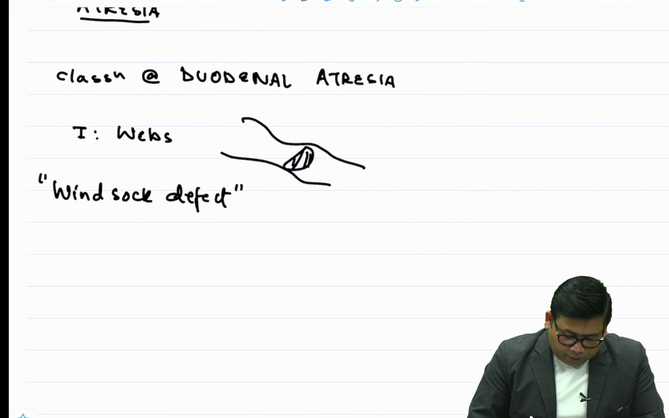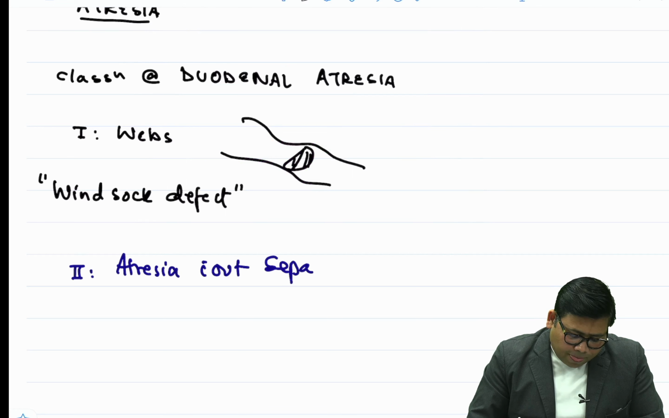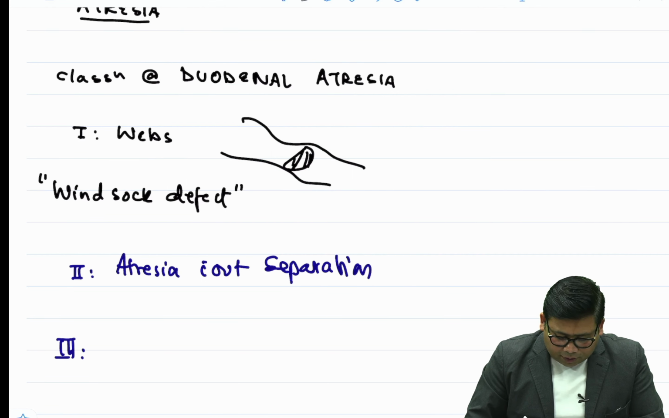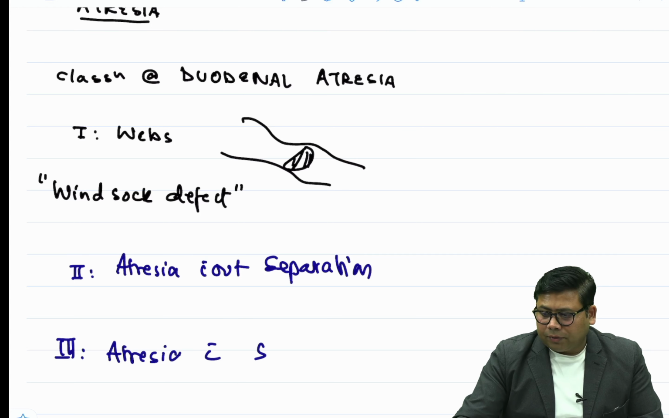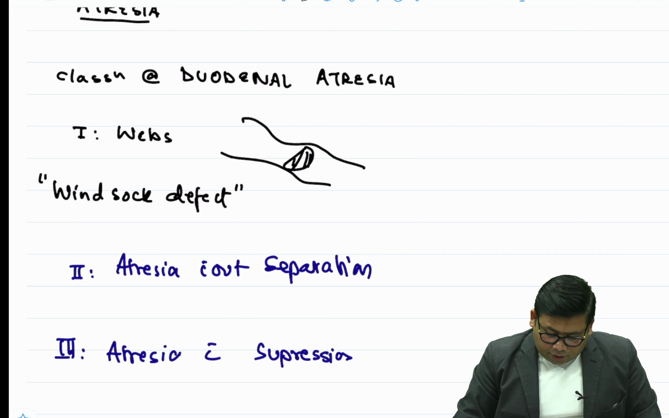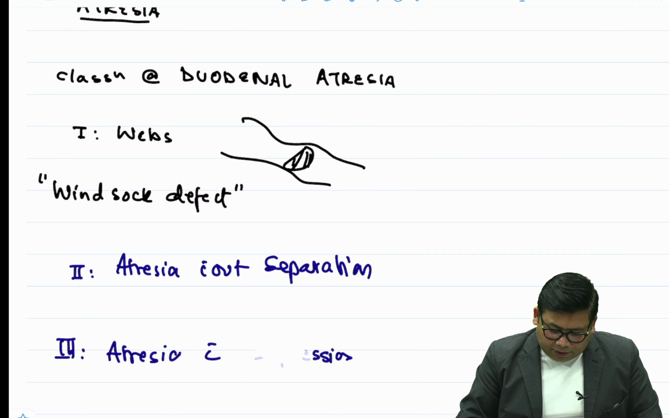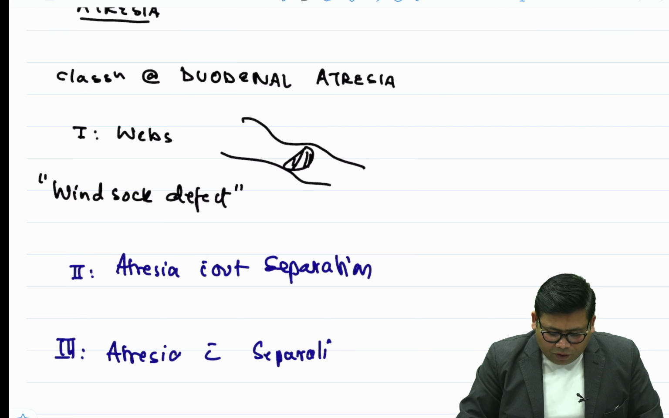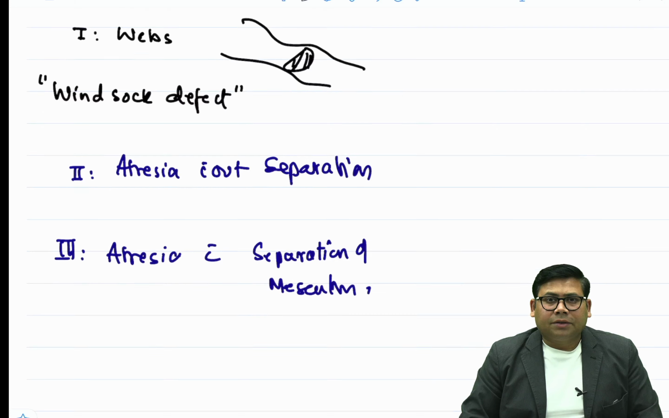Type 2 is atresia without separation. And then we have type 3. Type 3, what is that? Atresia with separation of the mesentery. This is again a very simple system of grading.